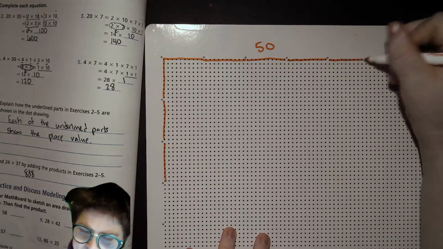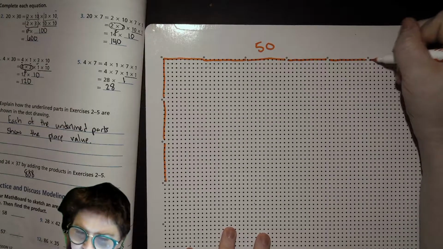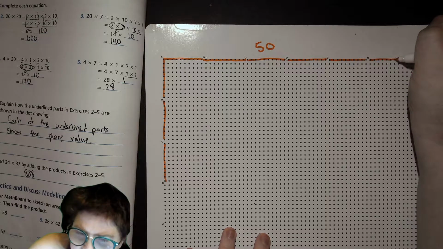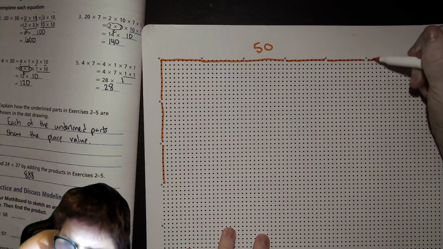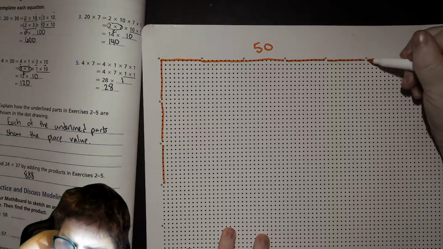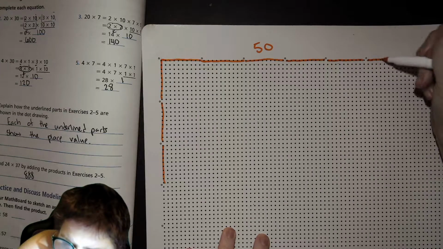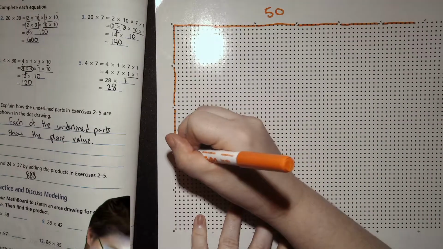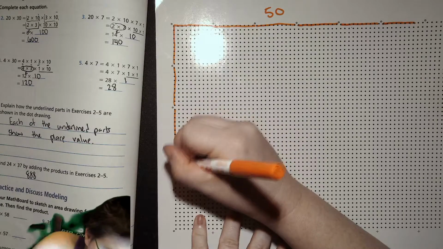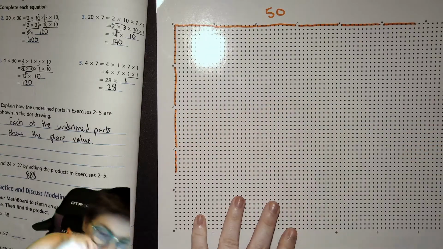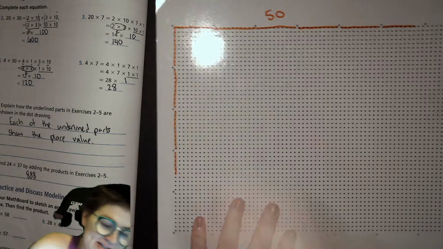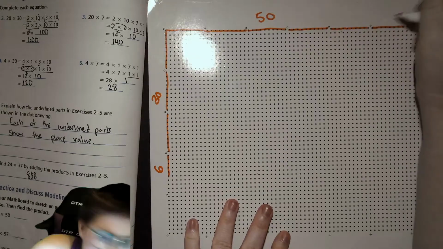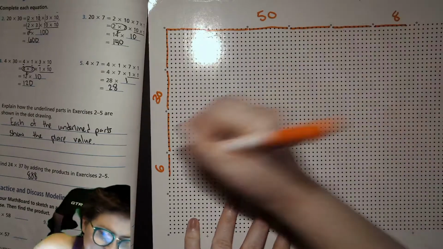And then we'll do 8 more. 1, 2, 3, 4, 5, 6, 7. Wait, 1, 2, 3, 4, 5, 6, 7, 8. And then the 6 over here. 1, 2, 3, 4, 5, 6. Okay, you can see what I mean when I said laborious. So here's our 30, here's our 6. There's our 50, and then there is our 8.